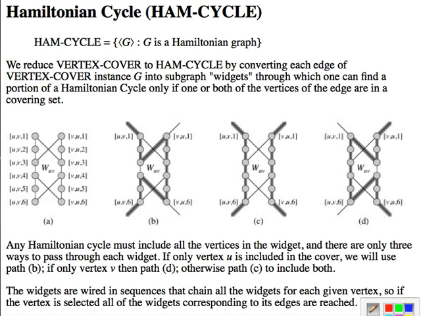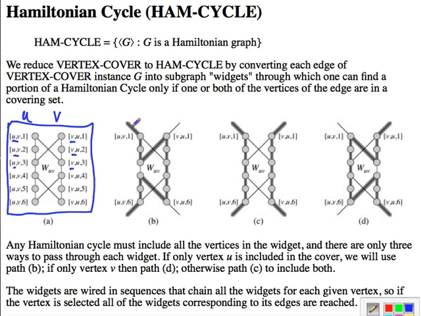So given an instance of vertex cover, for each edge in the graph for vertex cover, we're going to make one of these widgets. And this is a really clever, complex reduction. So one of these widgets for each edge going between U and V. And so you can see U and V are labeling all of these vertices here. And the widget is constructed such that there are three ways to get through to make a Hamiltonian cycle that visits all the vertices in the subgraph here.